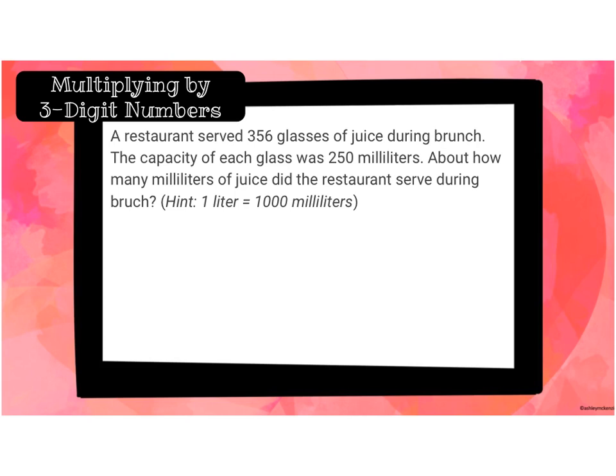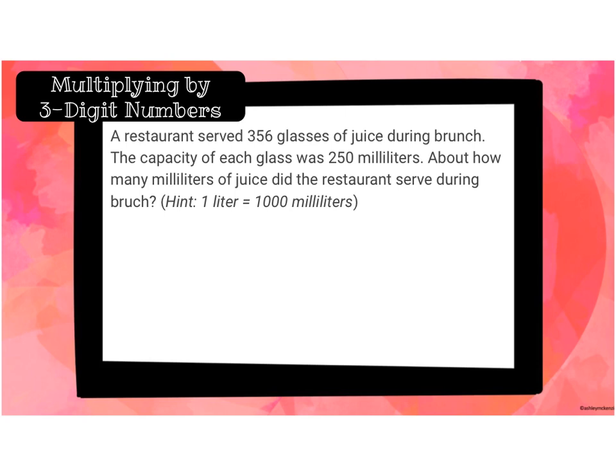Okay, so here's a word problem, still multiplying by 3-digit numbers. It says, a restaurant served 356 glasses of juice during brunch. The capacity of each glass was 250 milliliters. About how many milliliters of juice did the restaurant serve during brunch? So it tells us that 1 liter is equal to 1,000 milliliters.